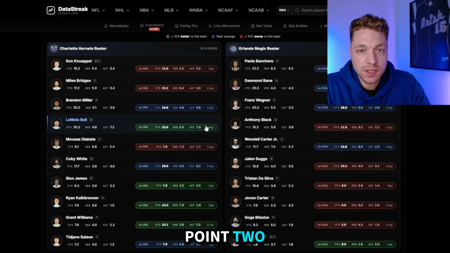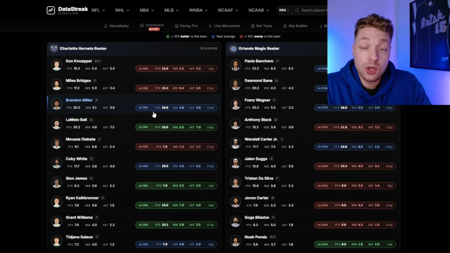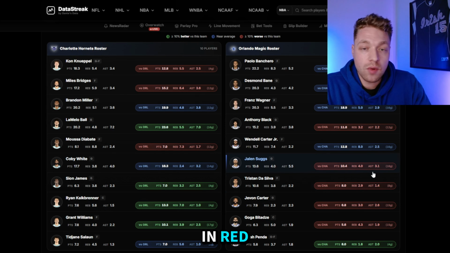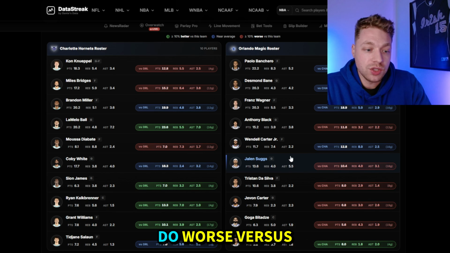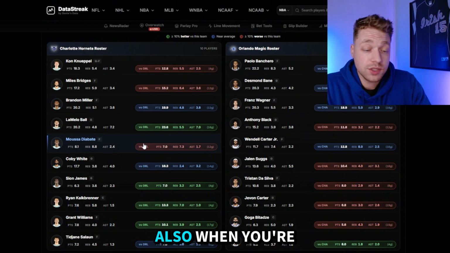Assists are down by 0.2, basically the same. If they're in blue, that means that it's about the same as their normal average. And if they're in red, it shows you that they actually do worse versus this team. So super important to look at when you're betting player props, but also when you're betting teams.